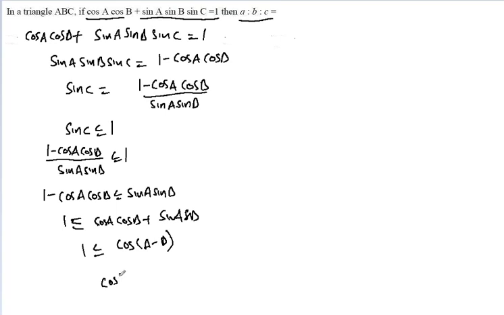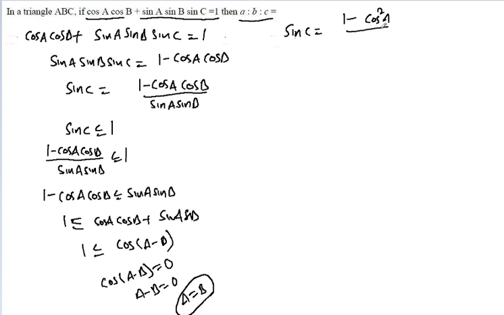That is, cos of (A minus B) is equal to 1, so A minus B is equal to 0 degrees. That is, A is equal to B. That means two angles are equal. And sin C, substituting A equal to B, is (1 minus cos A cos A) by (sin A sin A). That is (1 minus cos square A) by sin square A, that is sin square A by sin square A, which is equal to 1. So sin C is equal to 1 means angle C is equal to 90 degrees.